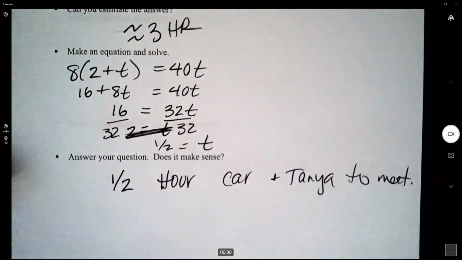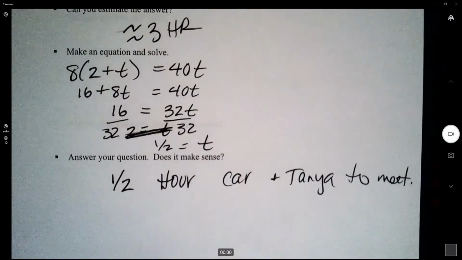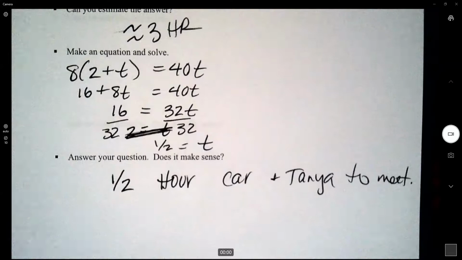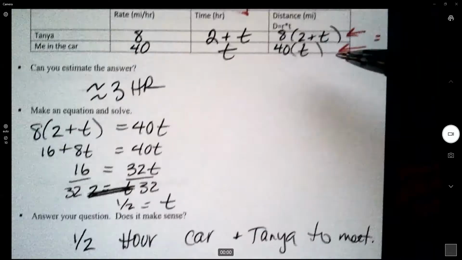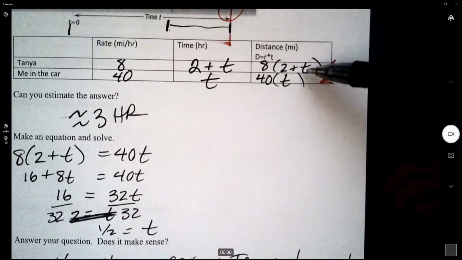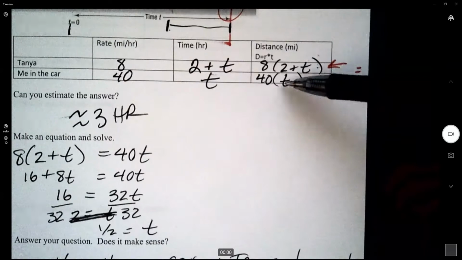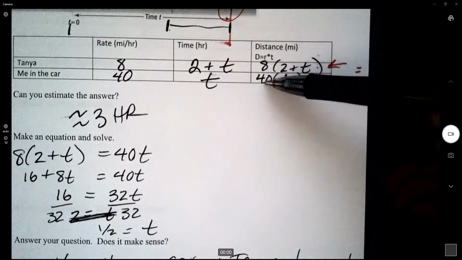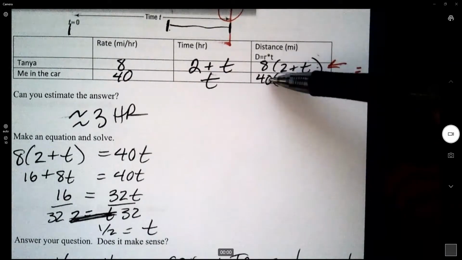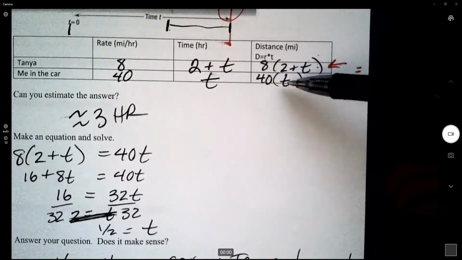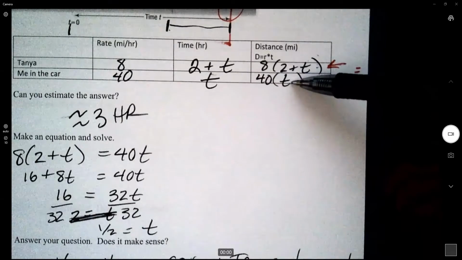Now, there was a second question. It says, how far will each of you be from home? Well, remember that for the distance from home, I could put it into either of these equations, and I'm going to get the same answer. So if I put a 1/2 hour in here for the car, if the car travels 40 miles an hour for a 1/2 hour, that means the car is 20 miles from home.